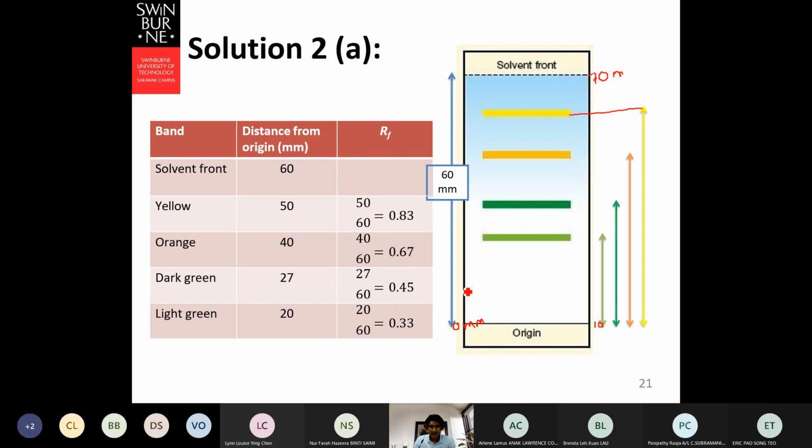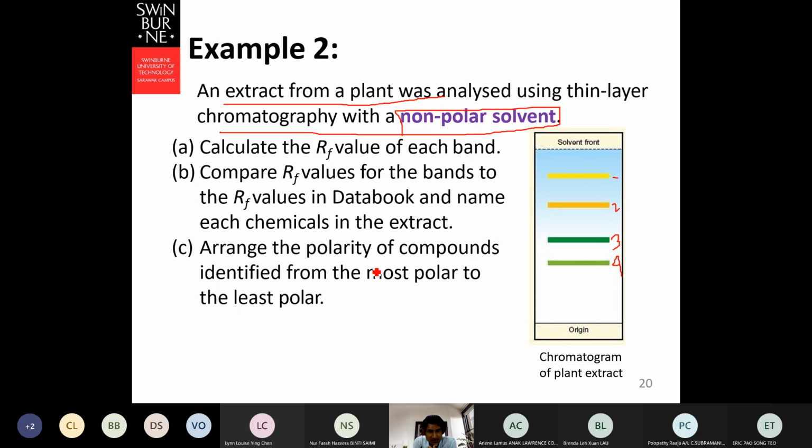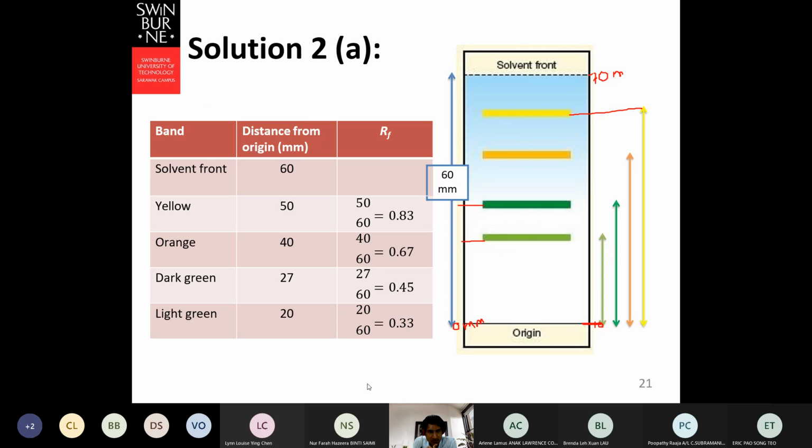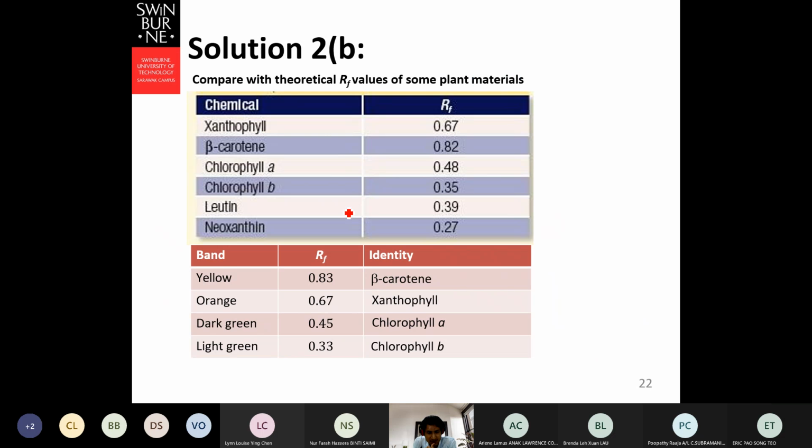Still, we'll consider that as the 0. The start point is 0. So the 60 millimeter: the yellow reaches to 60 millimeter. The orange looks like orange. Yeah, orange reaches to 40, and then 27, and this pale green, light green, reaches to 20. Which one is more polar? Which one is more polar?